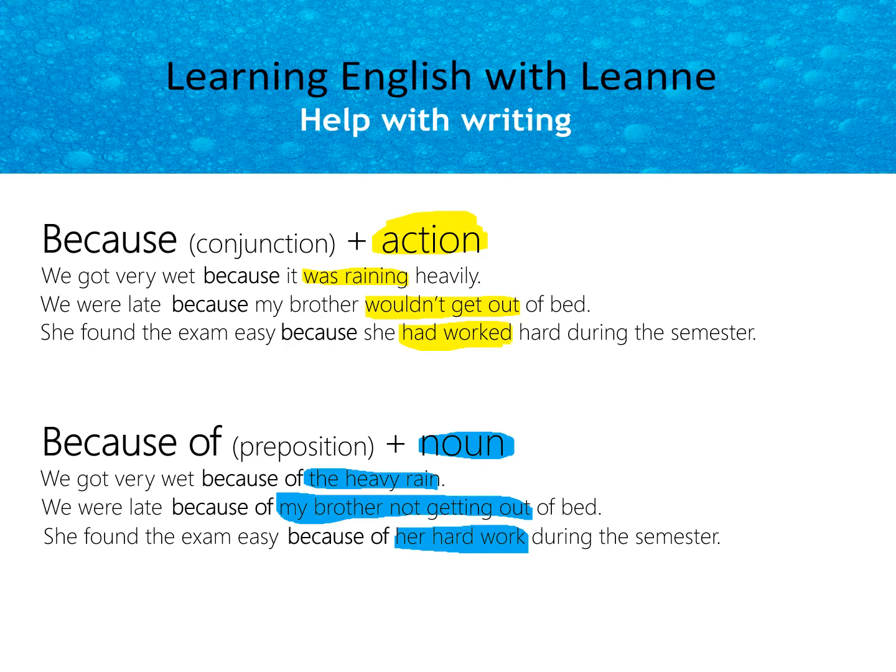So remember, when you're using because of, it has to have a noun group, the name of the thing that made this happen. Whereas because, we say the action.